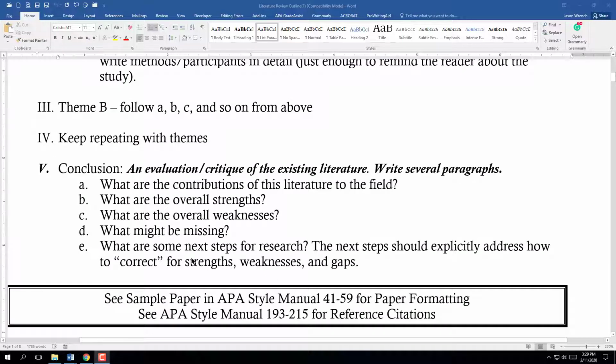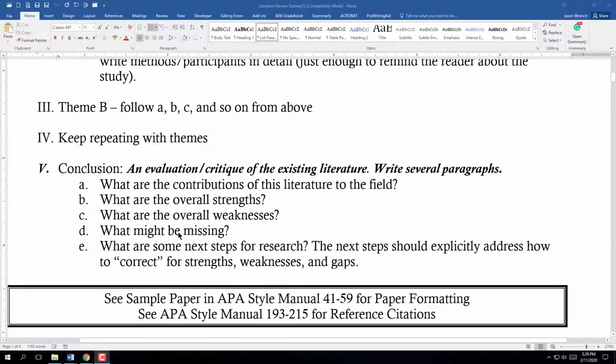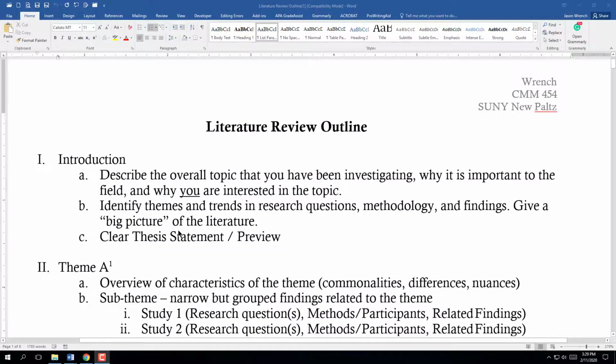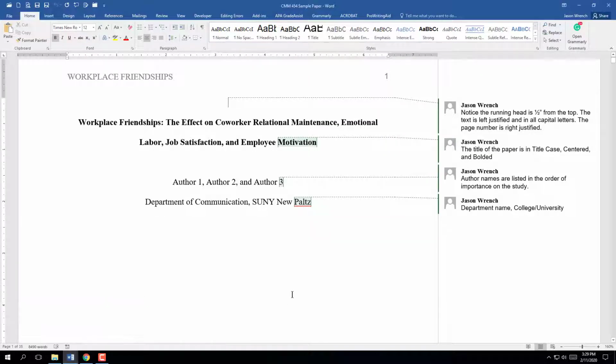And then of course you're going to have a general conclusion to the literature review, where you're going to talk about the contributions of this literature, the overall strengths, weaknesses, what may be missing, and then of course the next steps, more specifically what it is that you're going to be doing in your study. So this is a very generic outline. So let's look at an actual study that I have here for you.